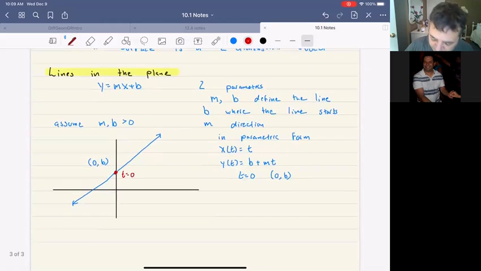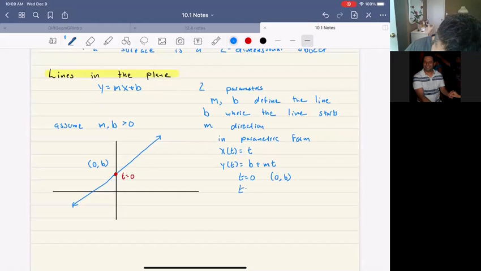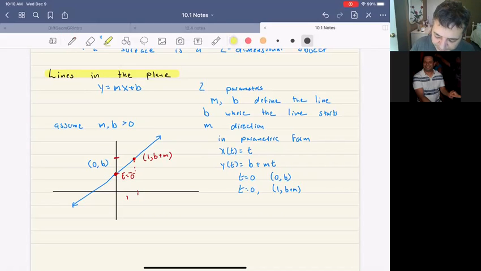Okay, t equals 1. At t equals 1, we're going to be at 1, b plus m. So b plus m would be right there. Basically, as you go 1, you're going to go here, and this point is going to be 1 comma b plus m. Okay, so that's a way to describe the line parametrically.